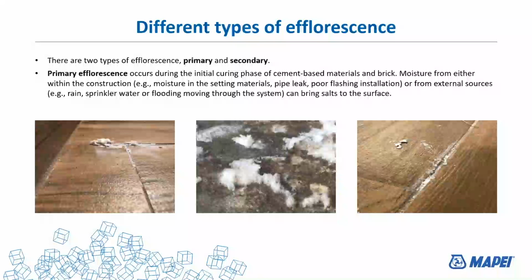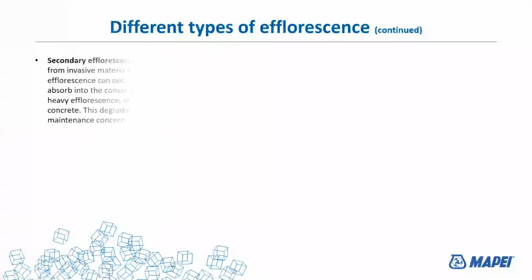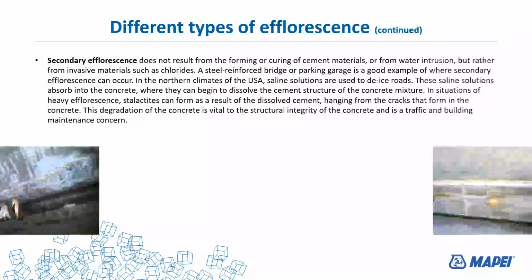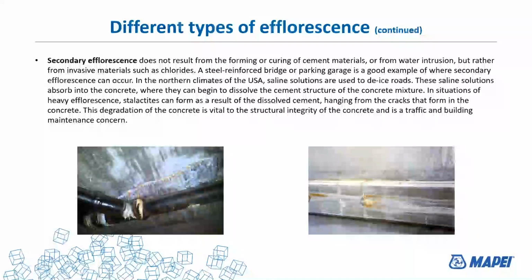The other type is called secondary, and it's nothing that's from the initial setting or the water or anything like that. And this can come down the road. What it comes from is not so much water intrusion, but invasive materials such as chlorides. The example I'm showing is underneath a bridge. A steel reinforced bridge or parking garage is a very good example of where a secondary efflorescence can occur.